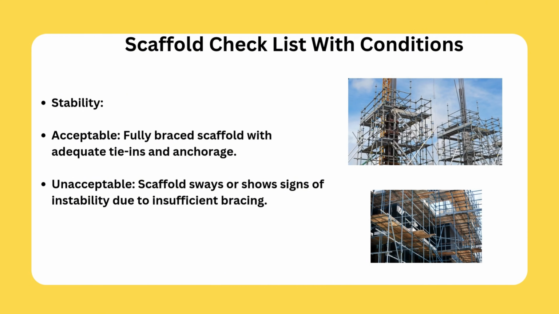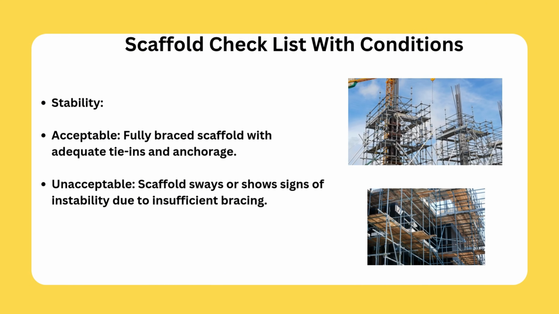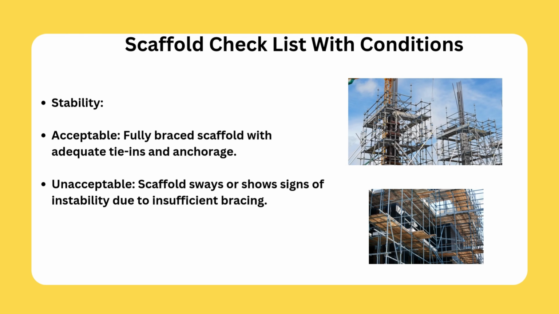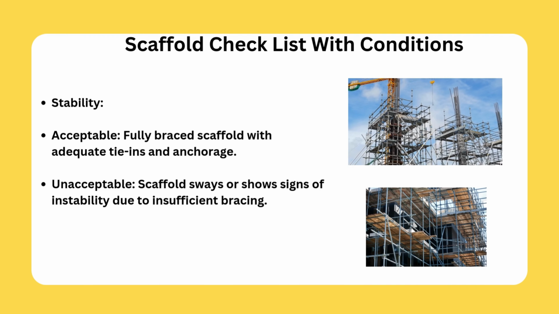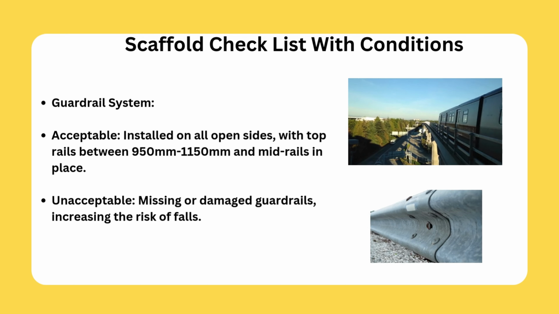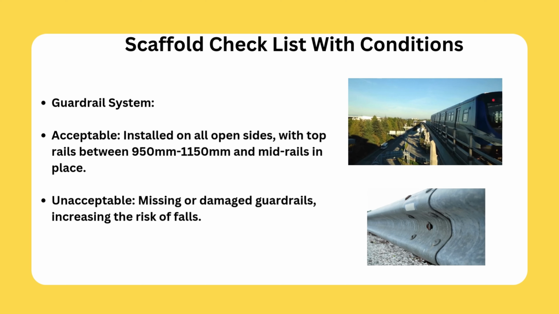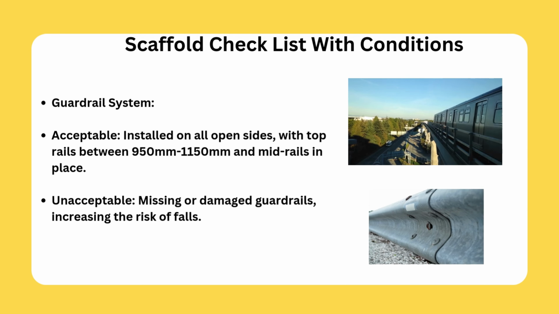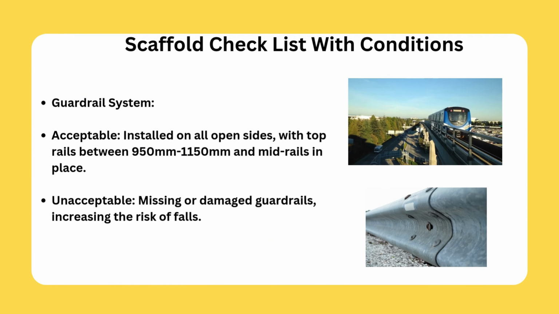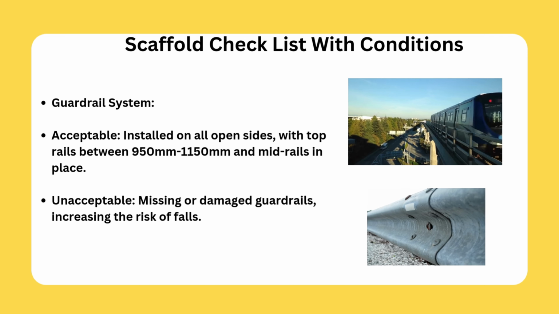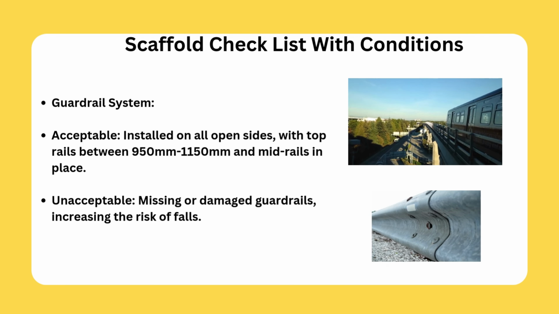Stability. Acceptable: fully braced scaffold with adequate tie-ins and anchorage. Unacceptable: scaffold sways or shows signs of instability due to insufficient bracing. Guardrail system. Acceptable: installed on all open sides with top rails between 950 mm and 1150 mm and mid rails in place. Unacceptable: missing or damaged guardrails increasing the risk of falls.